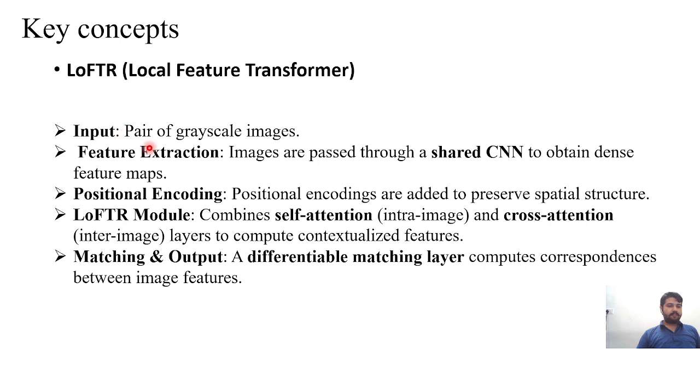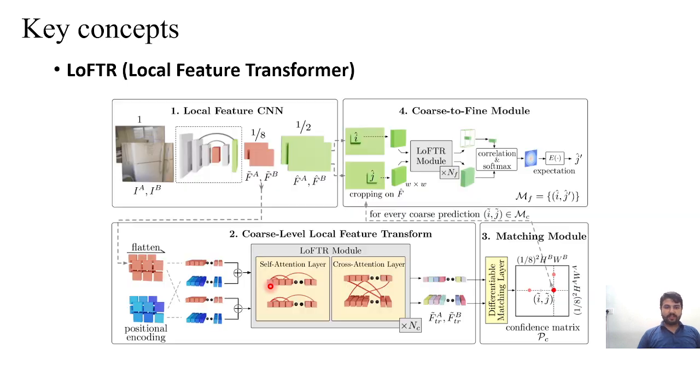In this, we pass the pair of the grayscale images, and the pair of the grayscale images then pass through the shared CNN to obtain the dense feature map. Then the positional embedding is appended to it to preserve the spatial structure, and it then combines the self-attention and cross-attention mechanism to focus on the contextual behavior. Then it passes through the differentiable matching layer to compute the correspondence between the features.